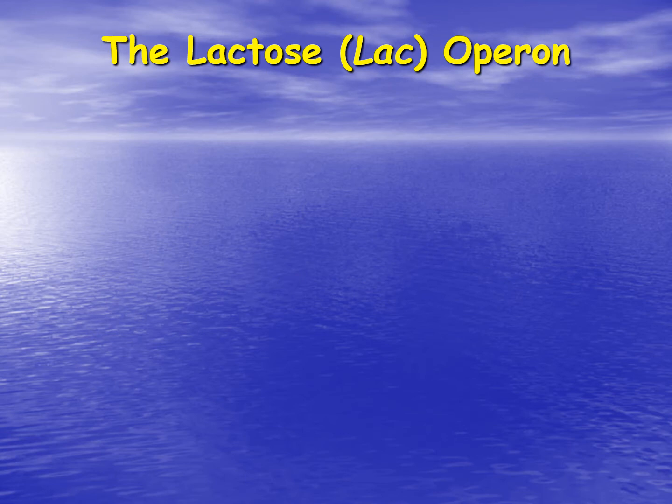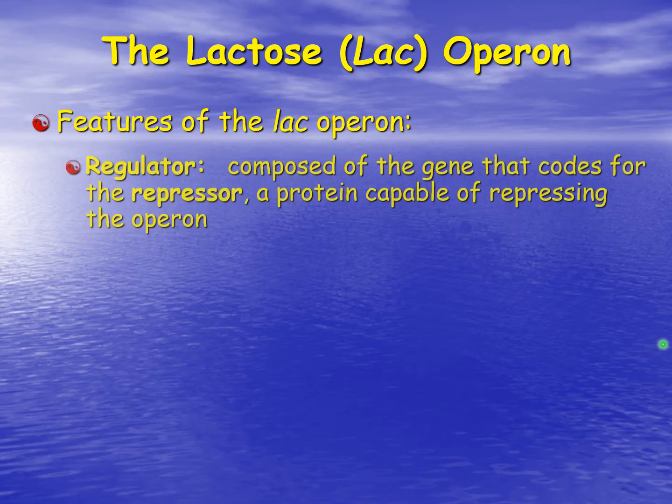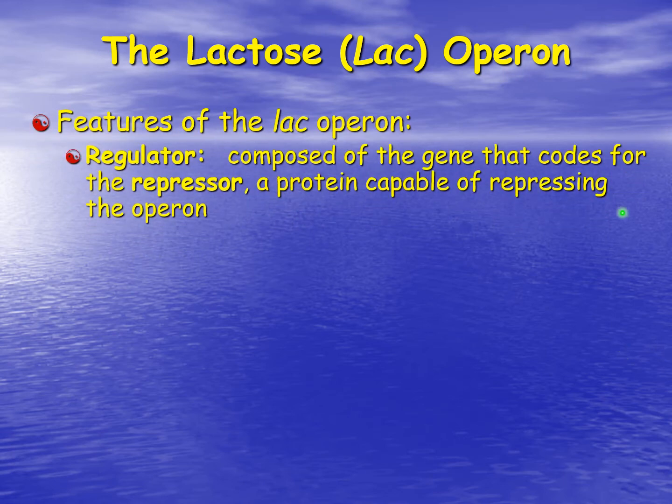So let's look at a couple of examples of these operons, and these are only a couple of examples. But one of the best studied is the lac operon in E. coli. The lac operon has a regulatory gene that codes for a repressor protein, and this protein is capable of repressing or turning off the operon so that the structural genes of the operon are not being transcribed or translated. So the normal position for this inducible operon is off.